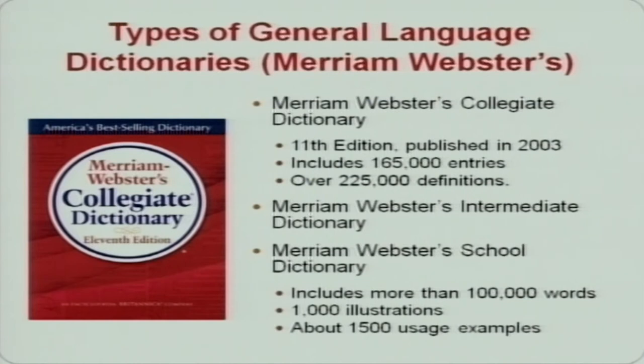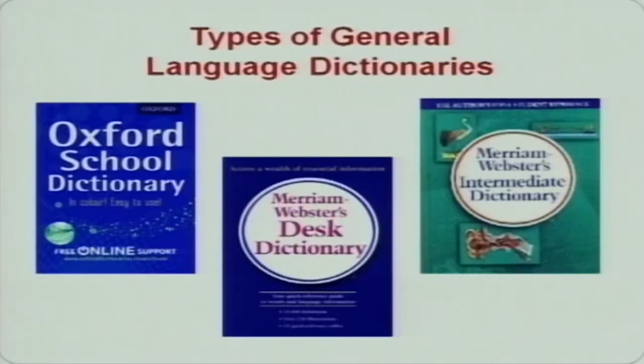Now, types of general language dictionaries: if you see the Collegiate Dictionary, it covers nearly 165,000 entries, over 225,000 definitions. So you can see that this is a much abridged version of the main Merriam-Webster dictionary. Merriam-Webster intermediate dictionaries are also available. School dictionaries contain a smaller number of specific words, thousands of illustrations, and some examples as well. So primarily, collegiate dictionaries or school dictionaries cover those words which are mostly currently used, and they also provide examples and pictorial definitions. So these are some examples of desk dictionaries or school dictionaries or intermediate dictionaries.